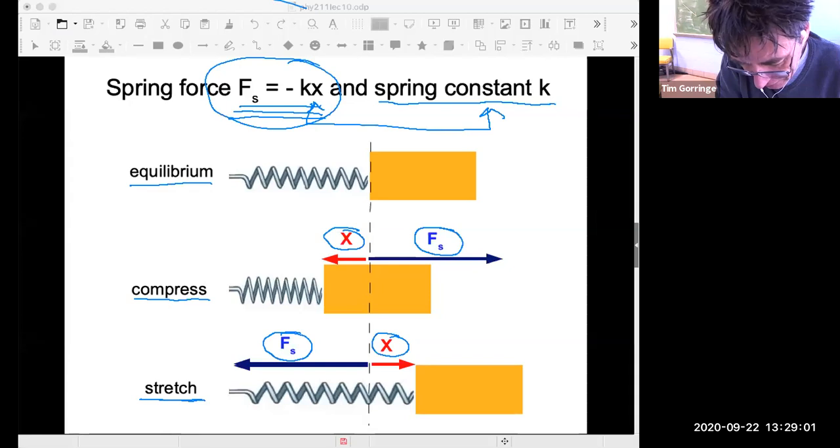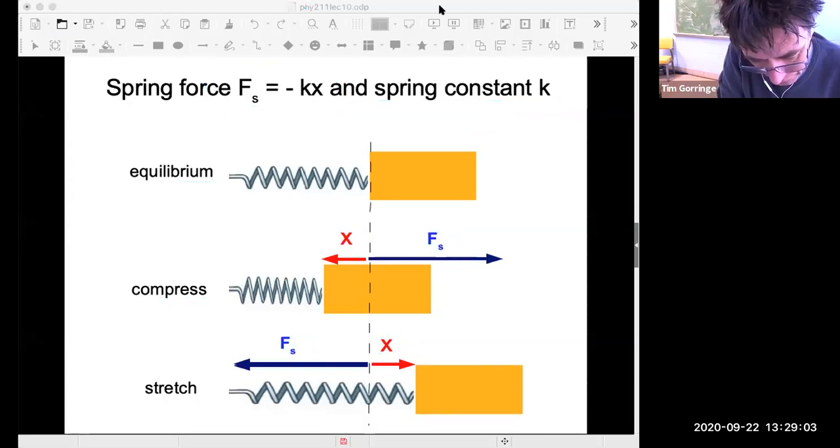Let's clear. And let's go to the next slide. I'm capable, somehow not capable.